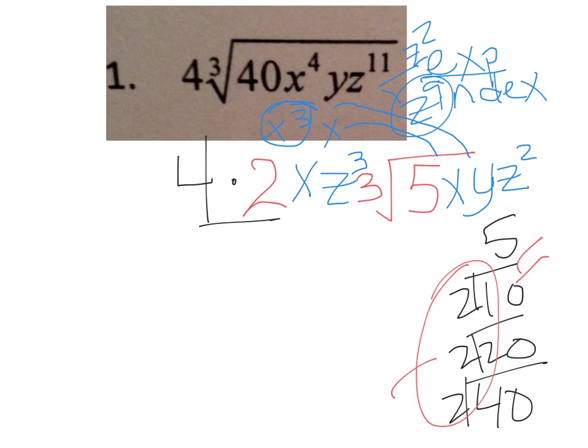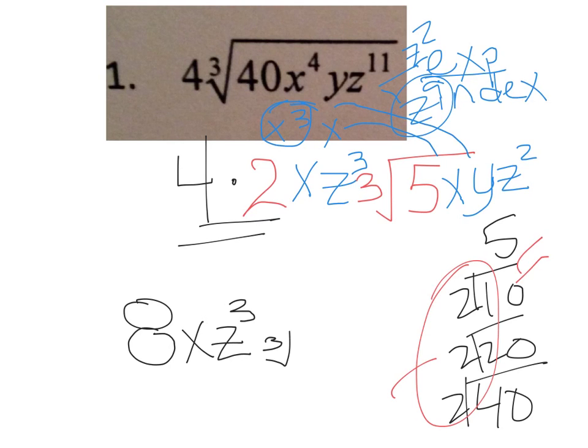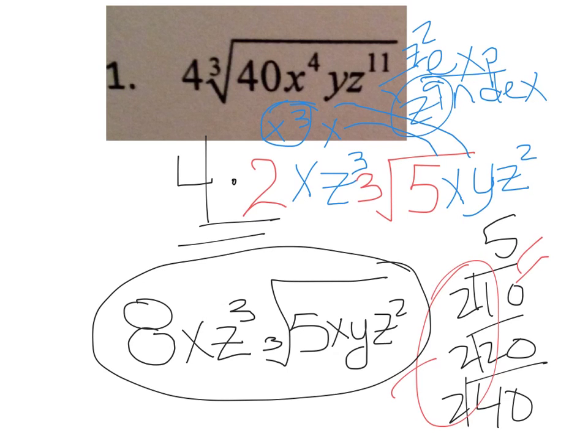So finishing this up, the 4 times 2 out front gives me 8x z cubed, and then I have a cube root of 5x y z squared. That's my final answer. Make sure on your test that you don't lose the cube root. Right here, you don't want to lose that part. Instead of having it a square root, make sure you have that little 3 there.